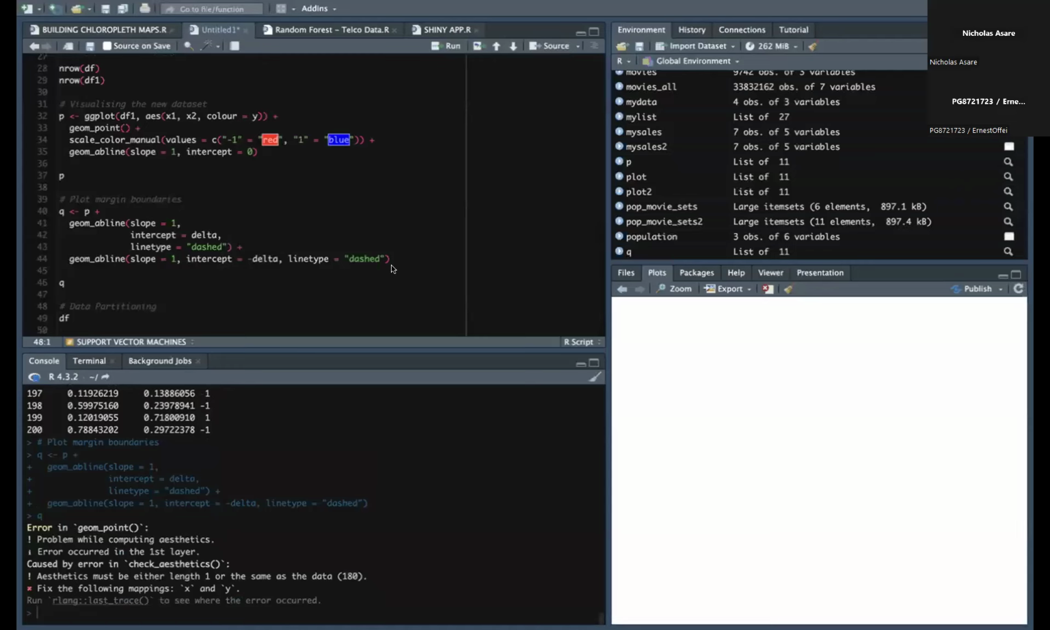I'm still getting that error. It's saying the same thing: fix the following mappings X and Y, but I don't have any X and Y specified. Can you increase your fonts a bit? Yes. Okay. Yes, please, I'm coming.